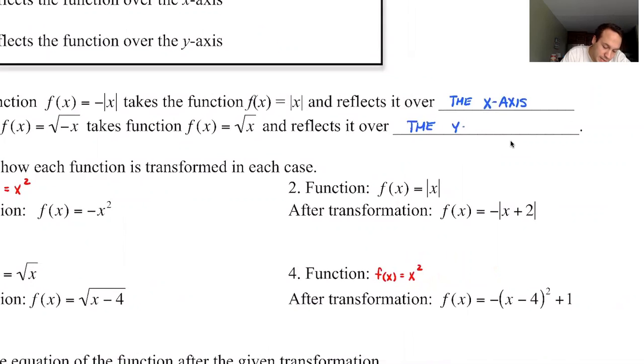Now, when we practice today, I want you guys to get used to the fact that transformations can be any type. You can have anything, you can have all of them, you can have none of them. So just because we're doing reflections right now, maybe you have a reflection, maybe you don't. Maybe you have a shift left, right. Maybe you have a shift up, down. Maybe you have all three of them, who knows?